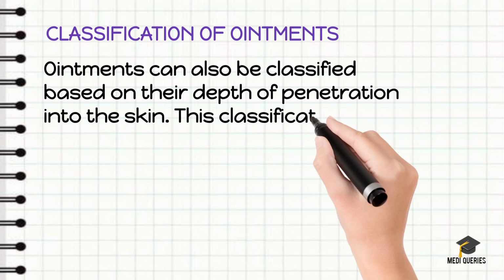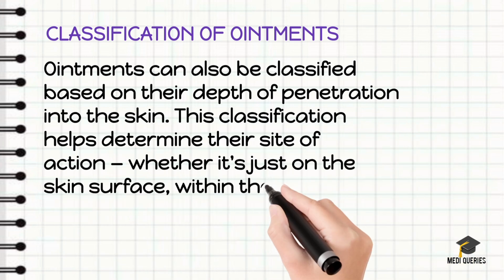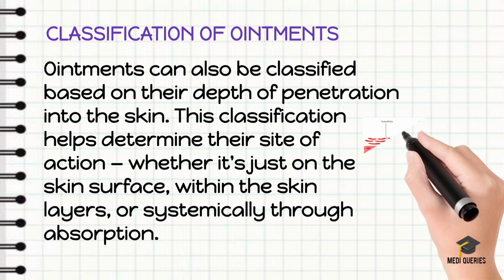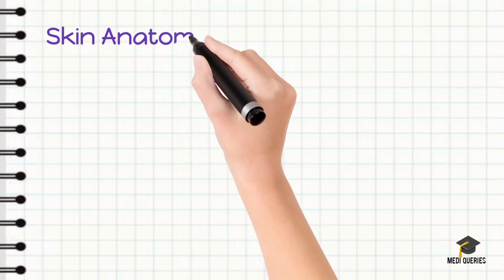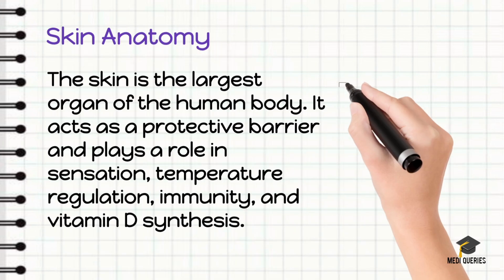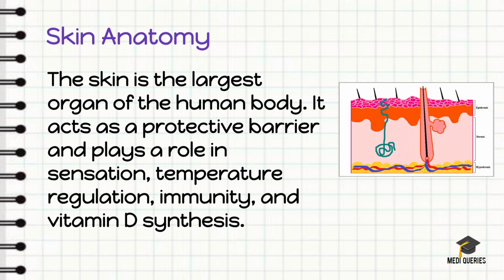Let us see the classification of the ointments. These ointments are classified according to many categories, based on the therapeutic action, based on the penetration rate. So let us see first the classification of the ointments based on the penetration. Okay. Before going into this classification, let us see the anatomy of the skin, as the ointment gets penetrated into the various layers of the skin. So let us see the anatomy of the skin first.